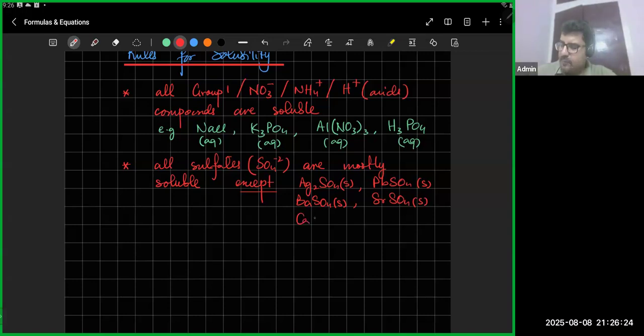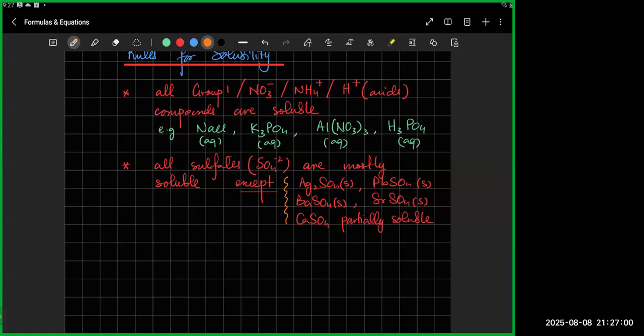And there is calcium sulfate, which is partially or very slightly soluble. I mean, you can classify it as insoluble, but it slightly dissolves. So there are plenty of exceptions to this. But most other sulfates, you got sodium sulfate, iron sulfate, any other metal like potassium sulfate, copper sulfate, they're all soluble. Okay, so that's for sulfates.